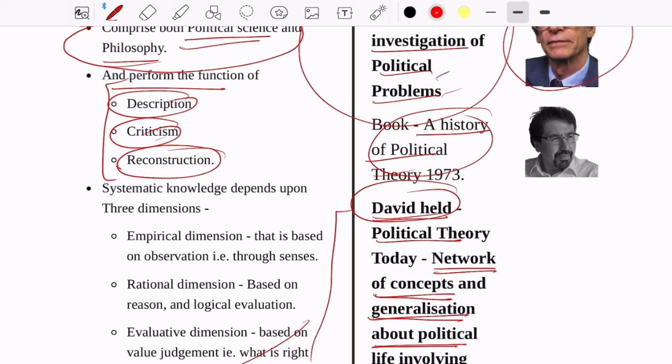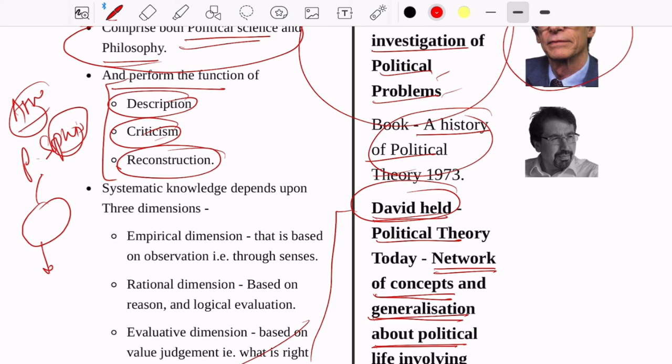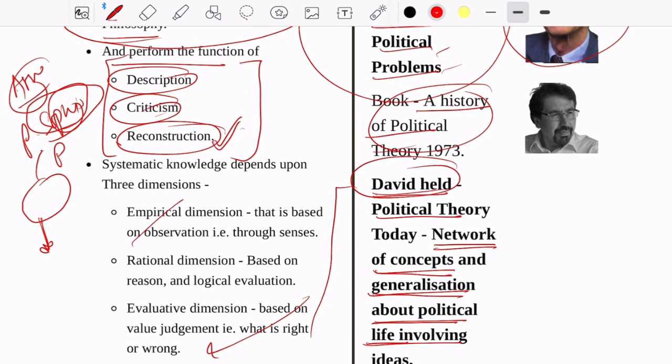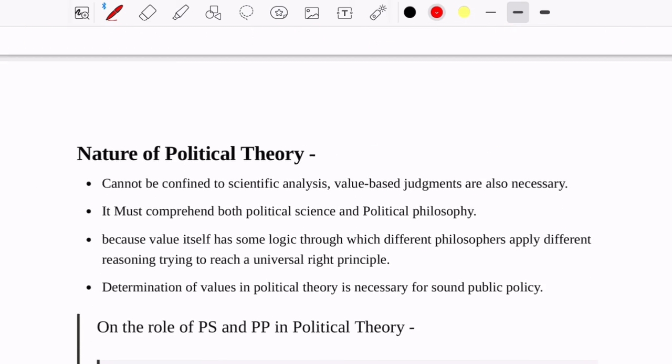Let me give you an example. In the Peloponnesian War, when Athens was defeated by Sparta in Plato's time period, Plato proposed the theory of philosopher king. On the basis of analysis of that defeat in the Peloponnesian War, he criticized the sophist regime which was there in ancient Athens and tried to give a theory of philosopher king. In a short way, he was doing the work of reconstruction. So you'll find these three functions in Plato's political theory: empirical dimension, rational dimension, evaluative dimension.